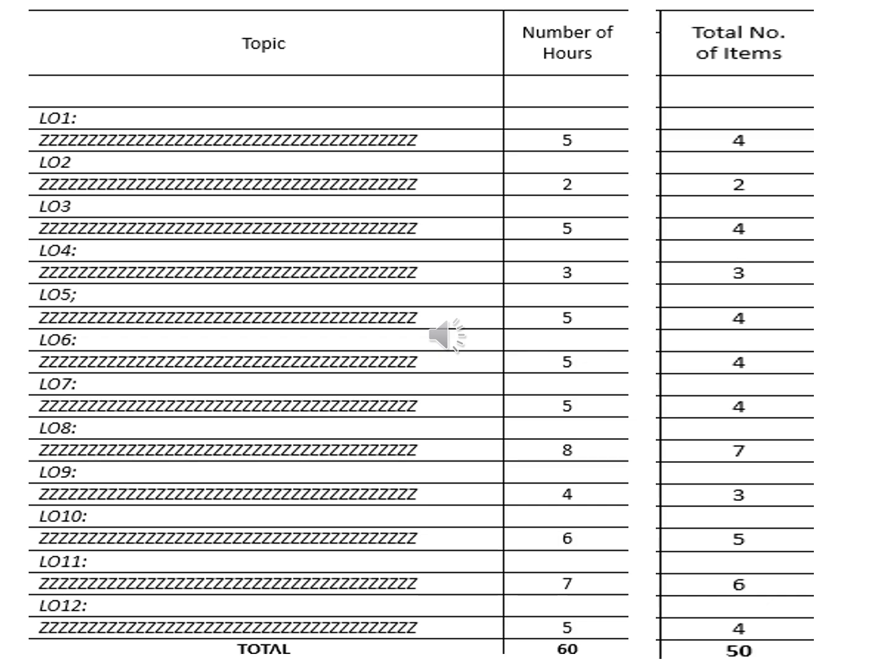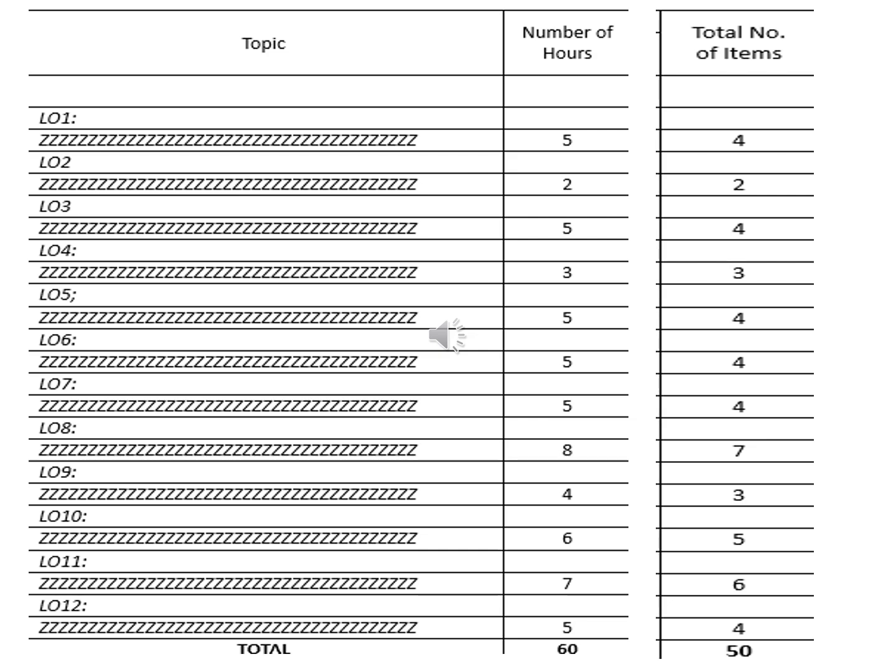The method is, you just divide the number of hours spent for LO1, which is 5, by the total number of hours, which is 60, then multiply by the total number of items, which is 50. So in other words, in order to find the number of items that must be allocated for LO1, you divide 5 by 60, then you multiply it by 50.